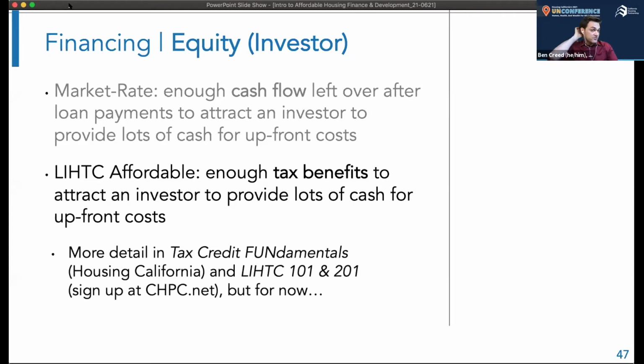Those who attended Tax Credit Fundamentals this morning got a lot more of the micro level detail. And those who want more detail, we encourage you to check out the partnership's website, chpc.net, and to find out when our next LIHTC 101 and 201 trainings will be.